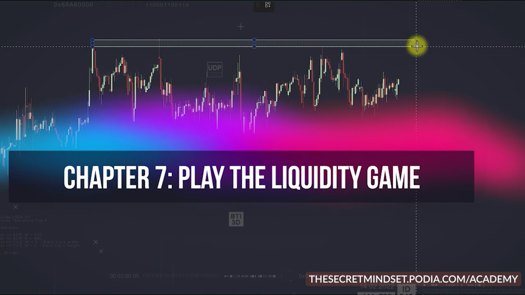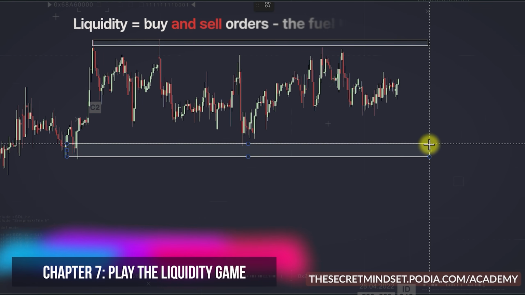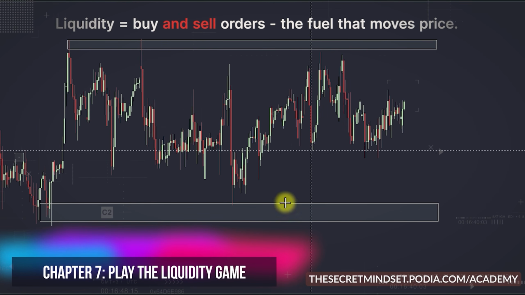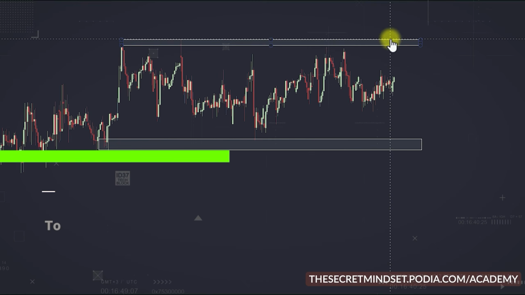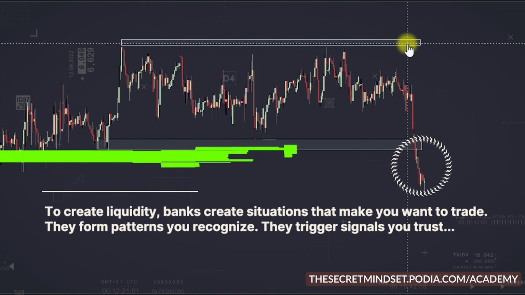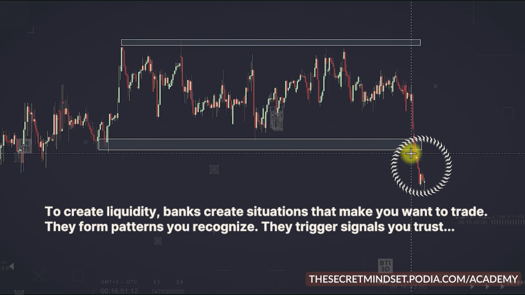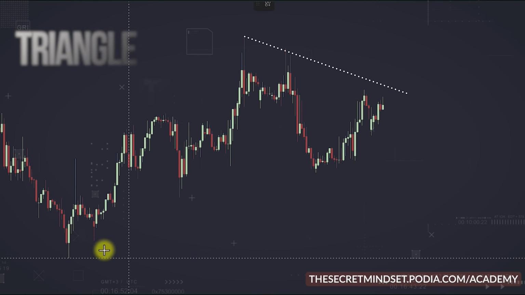Let's talk more about liquidity. Fancy word for a simple concept. Liquidity means orders, buy and sell orders, the fuel that moves price. Smart money needs massive liquidity to fill their huge positions, so they create situations that make you want to trade. They form patterns you recognize. They trigger signals you trust. They make you think you found a great opportunity. But you're not finding opportunity, you're providing liquidity.